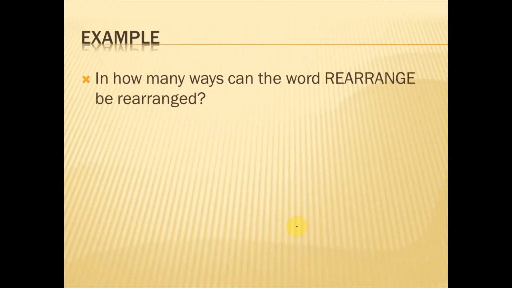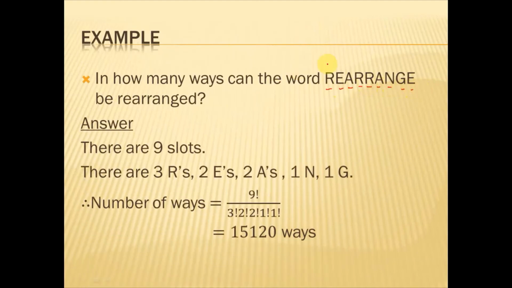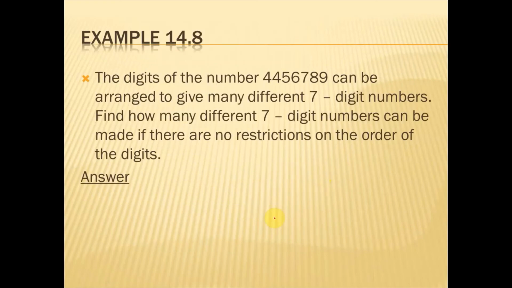Another example. So okay. Another example. The word rearrange. So ada berapa? 1, 2, 3, 4, 5, 6, 7, 8, 9. We have 9 slots. Okay. And then R ada 1, 2, 3. There's 3R. And then E ada 1, 2, 2E. A, 2A, 1N and 1G. Therefore ke atas adalah 9 factorial over dengan 3 factorial, 2 factorial, 2 factorial, 1 factorial, 1 factorial. So 15120 ways.